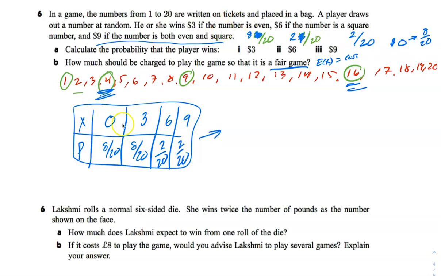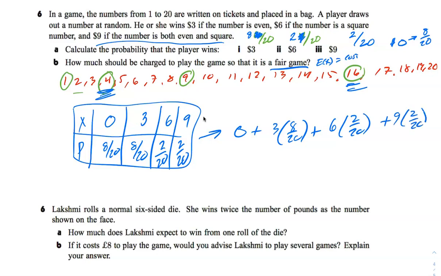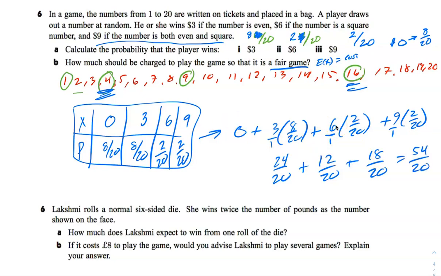To find expected value, we're just going to multiply these all together and add them up. So 0 plus 3 times 8 out of 20 plus 6 times 2 out of 20 plus 9 times 2 out of 20. And that goes over 1 if it helps. So I get 24 out of 20 plus 12 out of 20 plus 18 out of 20. If I add these up, I get 30. I get 54 out of 20. So about 2.2-ish.